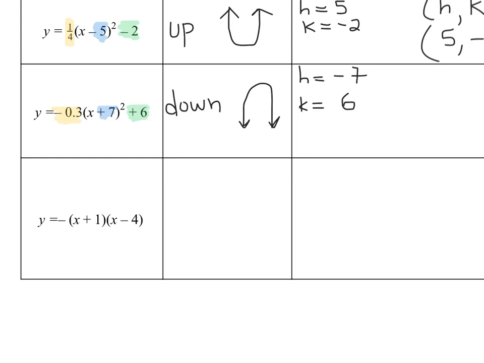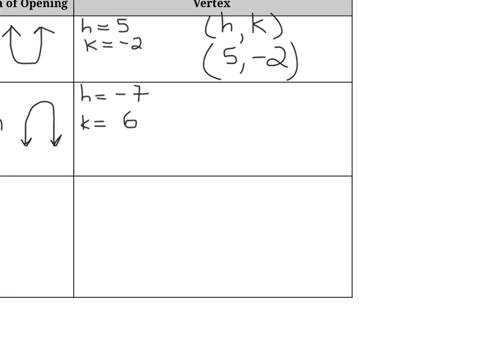So when we state our final vertex, we're just going to blend those two values together in a coordinate point, and our vertex will be located at -7 and 6.